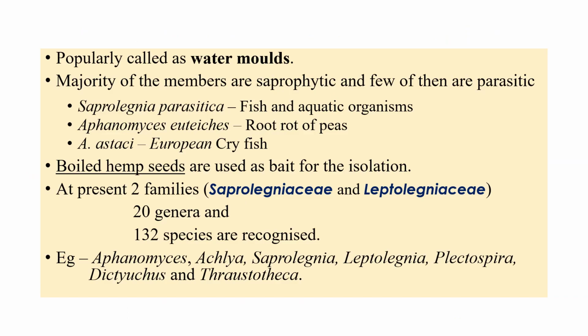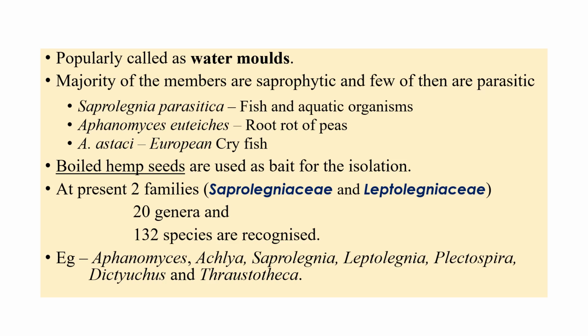Saprolegniales are popularly known as water molds. The majority of the members are saprophytes and very few members are parasites. These water molds, especially Saprolegnia, got their importance when they started to infect aquatic organisms. A few of the members that belong to this order are parasitic on fishes.